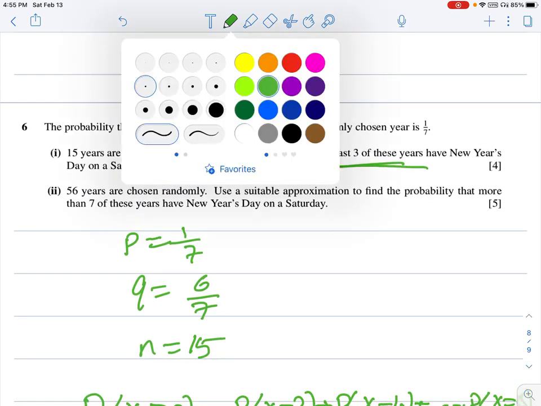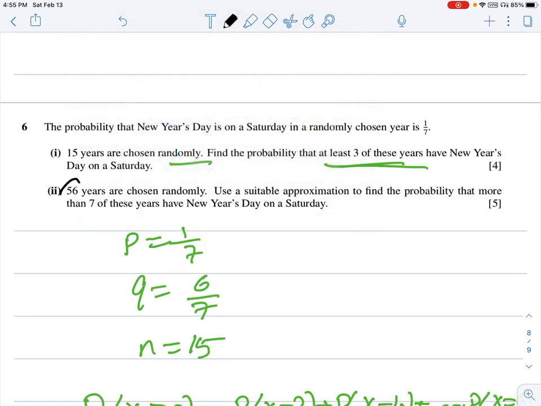56 years are chosen at random. N is 56. Use a suitable approximation. Whenever n is large, we need to use approximation. Find the probability that more than 7 years have New Year's Day on a Saturday.